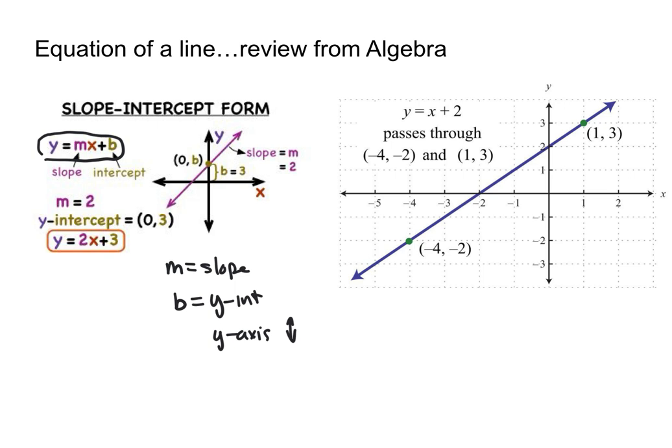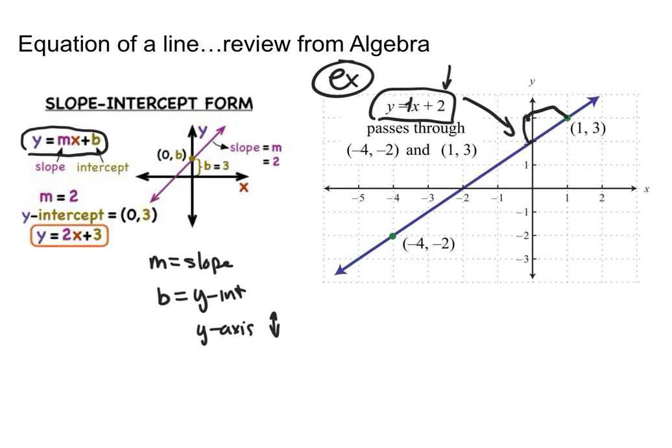All right, so for this example over here, y equals x plus 2. The plus 2 tells me I cross right here at positive 2, and I do. And my slope, I've got nothing in front of x, so that means x has a coefficient of 1, so I go up 1 and over 1. That is how that works.